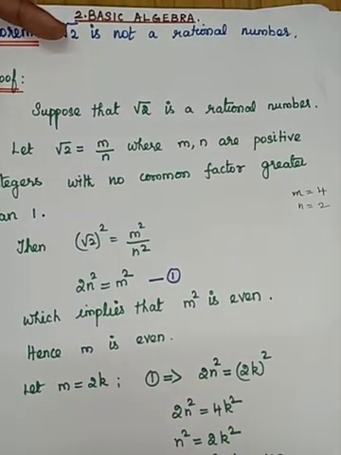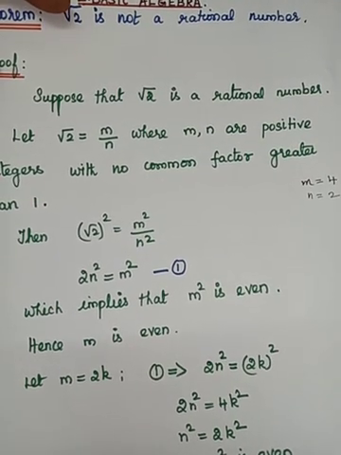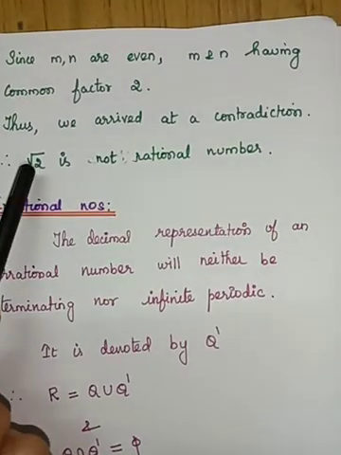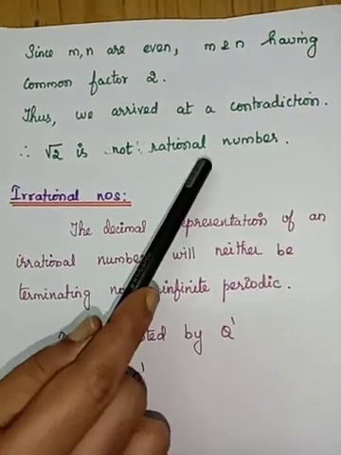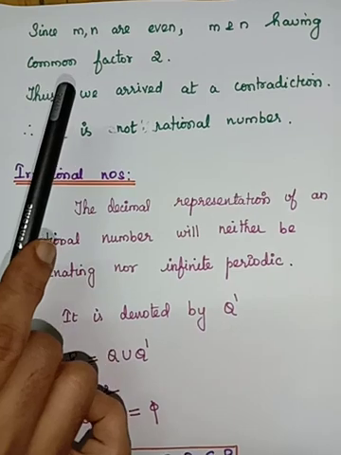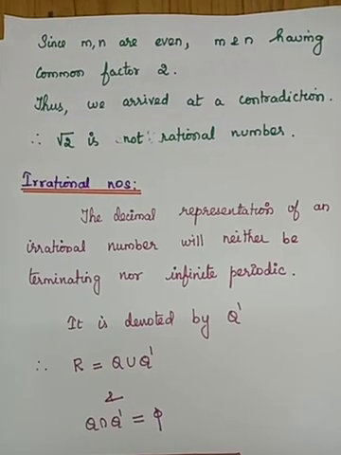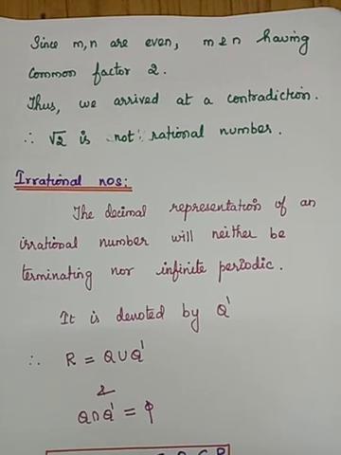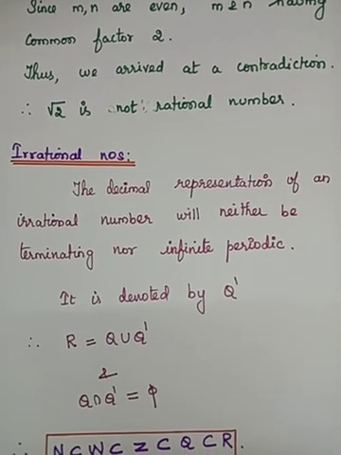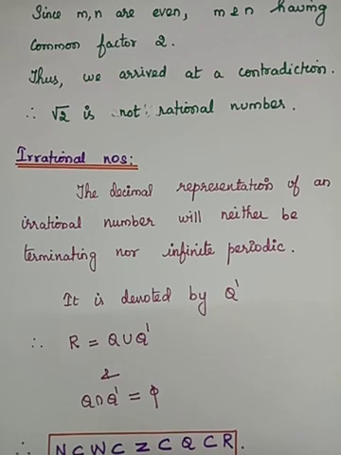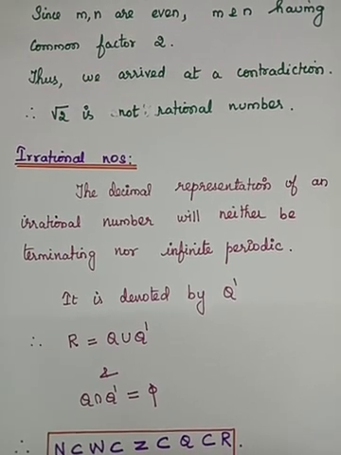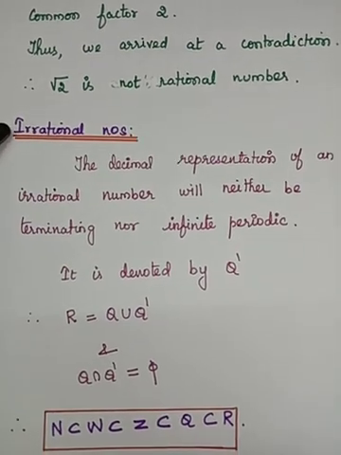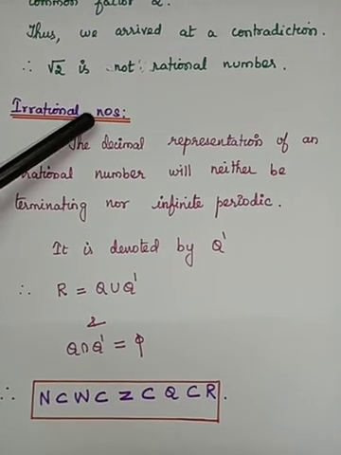So we arrived at a contradiction. So we conclude that root 2 is not a rational number. So root 2 is not a rational number. So from this theorem, we can say there are some numbers in the number line that do not correspond to rational numbers. Those numbers are named irrational numbers. So here we introduce irrational numbers.